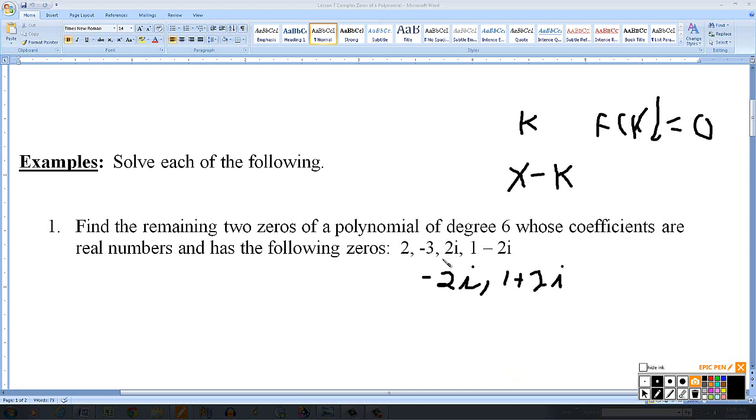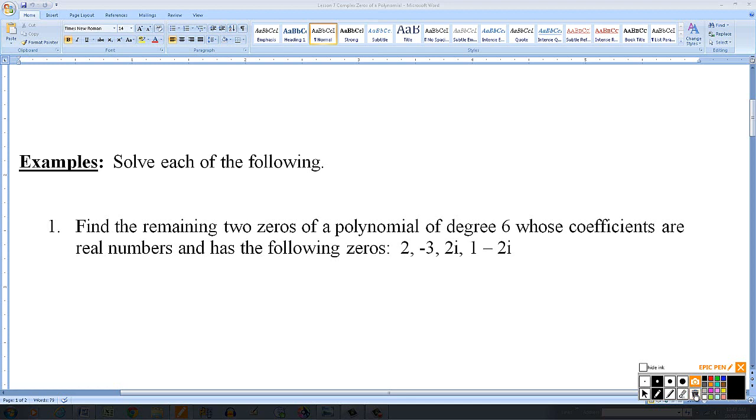They're just asking for the other two zeros, so I'm just using the conjugate zeros theorem here that tells me complex zeros come in pairs. Since 2i is a zero, minus 2i is a zero. Since 1 minus 2i is a zero, the conjugate of that is 1 plus 2i. Now what I just said about the factor theorem, I will be using in the next example. But for this one, that's it, because they're just asking for the zeros. So those are the remaining two. Let's go to the next one.